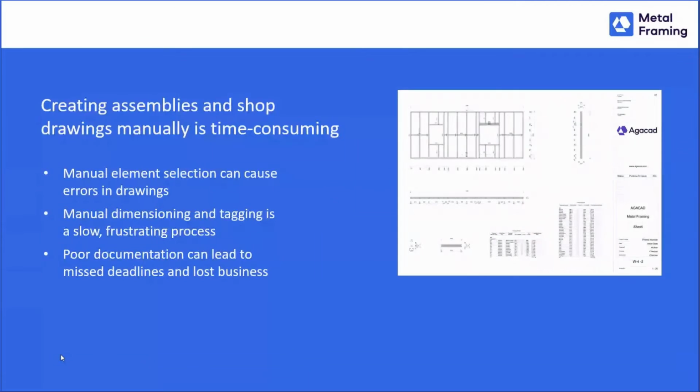This is a very important stage, the documentation. And Revit has a feature called Create Assemblies. However, it involves a lot of manual tasks, and therefore creating assemblies and shop drawings manually is pretty time consuming, because you first of all have to manually select which elements will be included in your frame. You also have to manually dimension and tag all of those components. And there is a lot of room for error, and therefore poor documentation can lead to missed deadlines and even lost business.